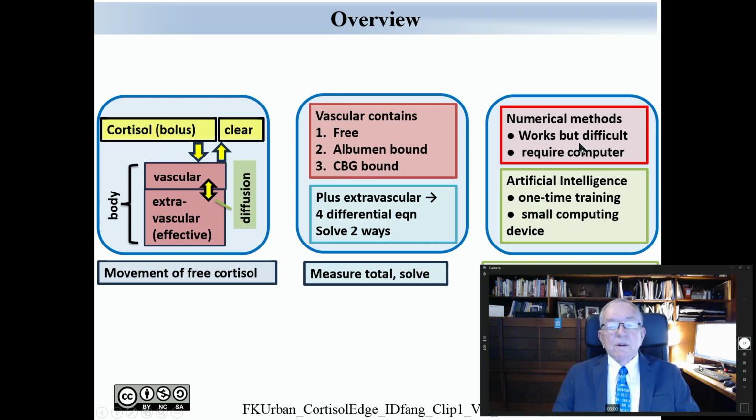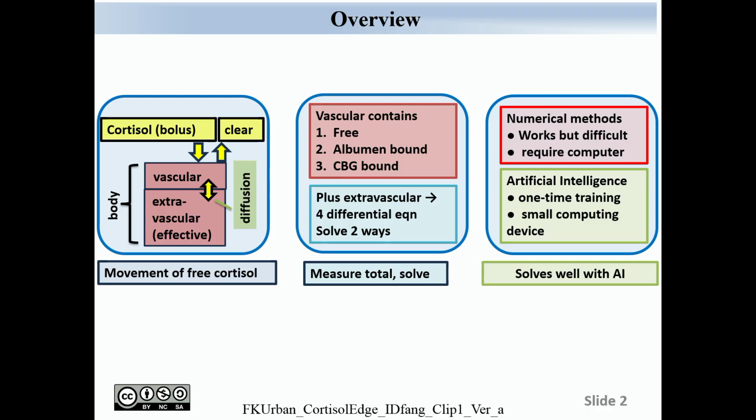And in order to know where that cortisol is going when, we need to solve the mathematical model one way or the other. And the first way we'll show is using numerical techniques. It works, but it's hard and it requires a pretty reasonable computer. And the other method is artificial intelligence using artificial neural networks. So it has to be trained once, which is not an easy step, but then afterwards the computing is simple. And I guess I'm hiding the part that says that it solves well.